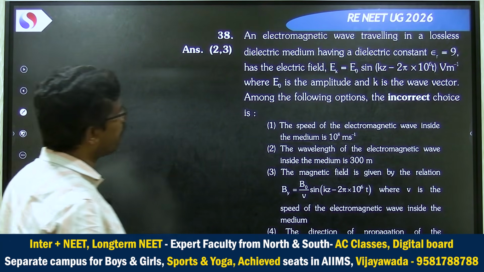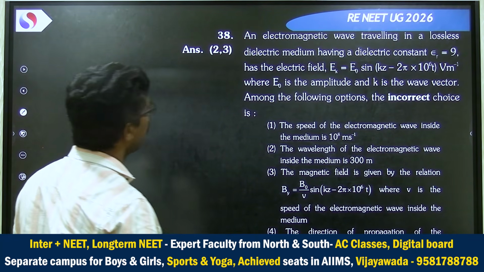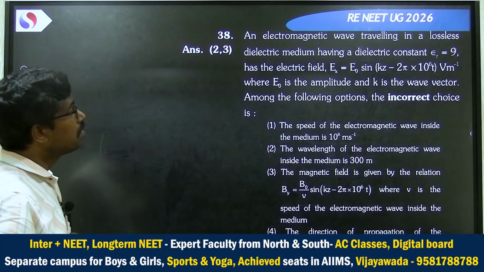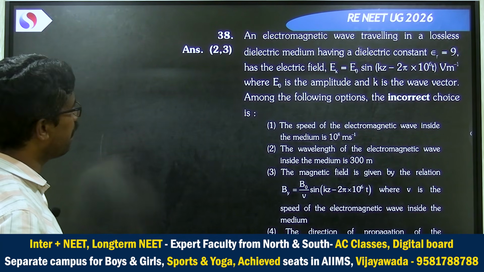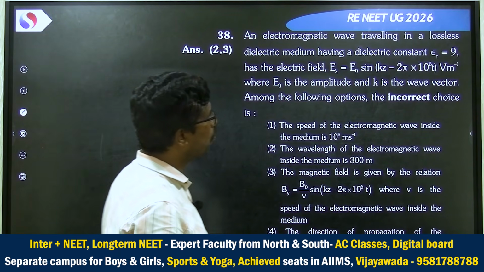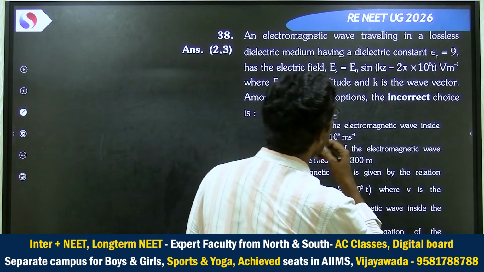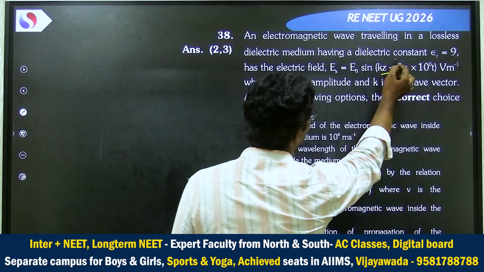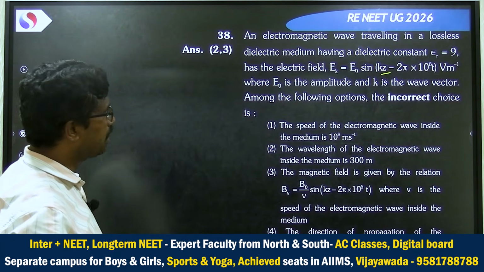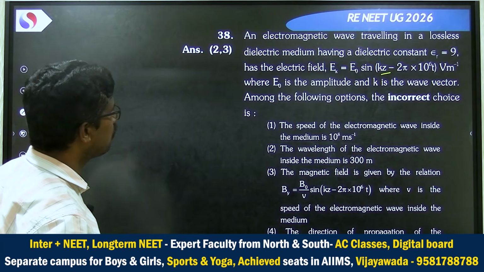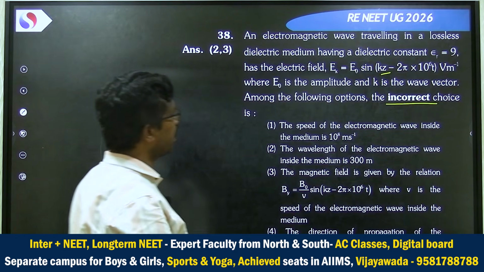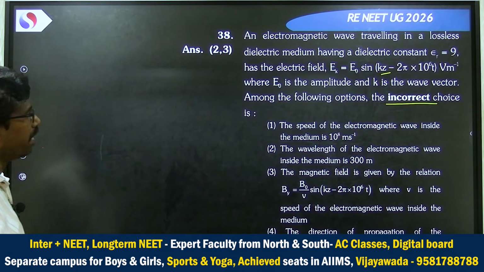An electromagnetic wave is traveling in a lossless dielectric medium of dielectric constant epsilon r equal to 9. The electric field is E naught sin of kz minus 2 pi into 10 power 6 into t. Here the wave is traveling along the positive z axis. Which of the following is the incorrect choice? First, what is the speed of the electromagnetic wave in the medium?